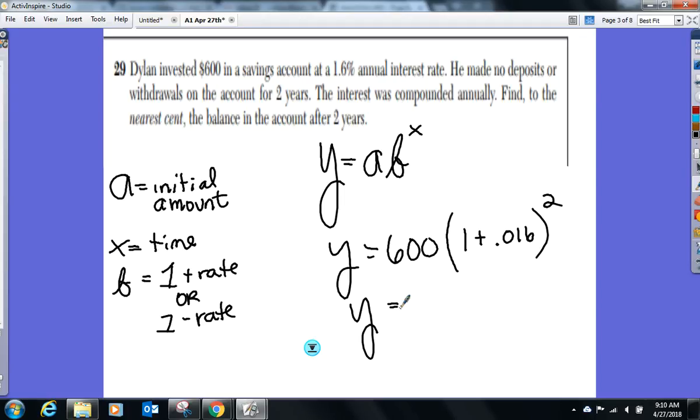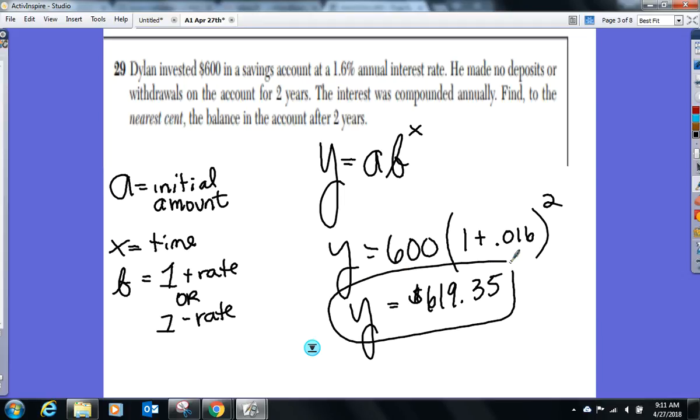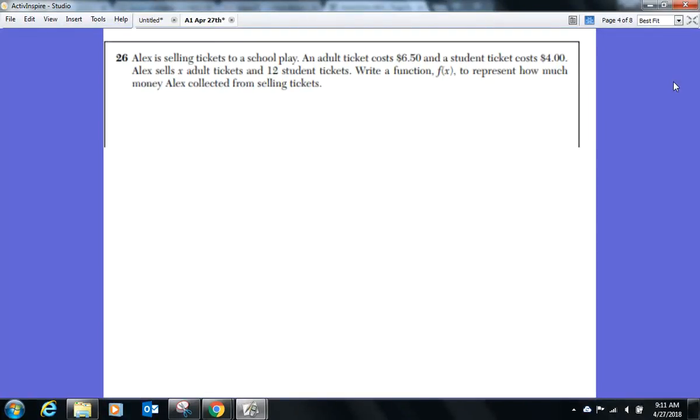Anthony, need a number? Thank you, sir. Look good? Hey, we know that formula. These problems are like free points. Just give me some free points. Speaking of free points, how about 26?